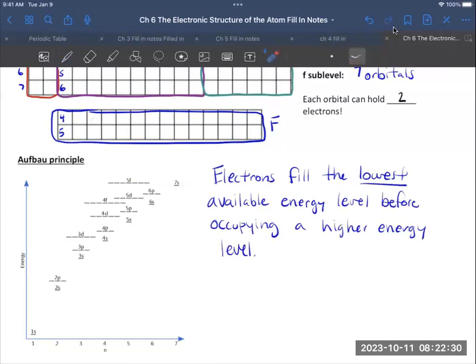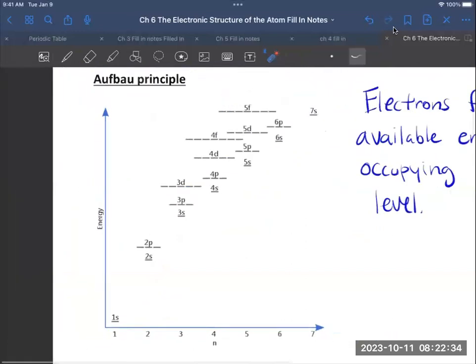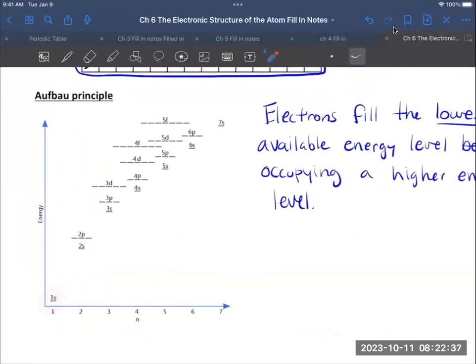And this is a nice little graph of the different energies that each level has. So the 1s is going to be the lowest energy, followed by the 2s, followed by the 2p. And after that, we get 3s, and then 3p, and then 4s, and then 3d. If you notice, the 3d energy level is actually higher in energy than the 4s.